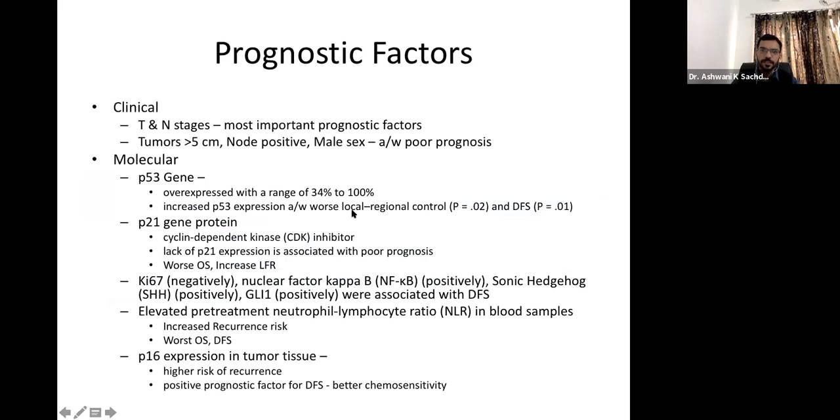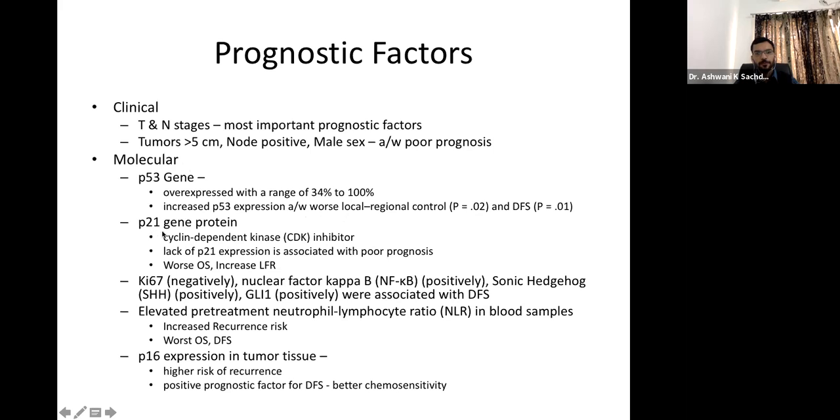So what are the prognostic factors associated? The most important are T staging, and second is N staging, and tumors more than 5 centimeter, T3, N positive nodes, and male sex are associated with poorer prognosis. And what are the molecular prognostic factors? They are P53 gene overexpression. It is associated with worse locoregional control and disease-free survival. It is overexpressed in about 34 to 100% of the patients. So thus there is poorer prognosis of anal canal cancer.